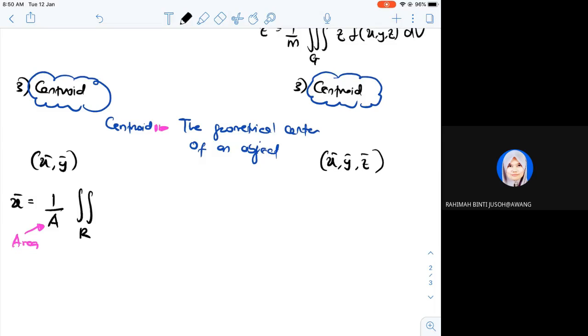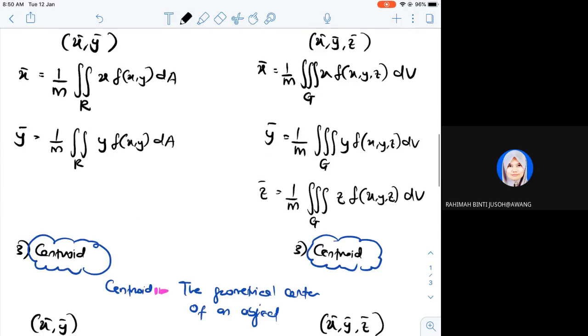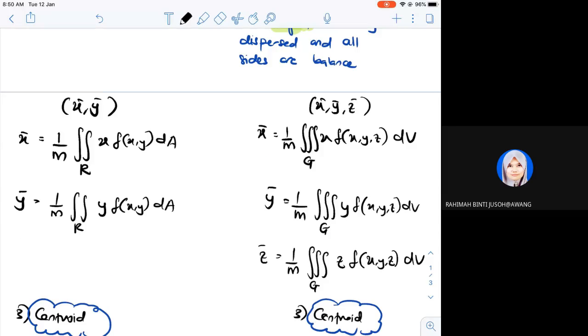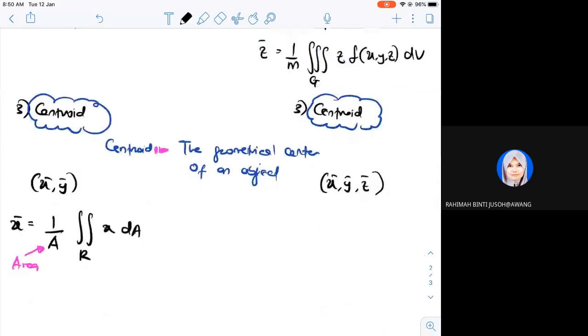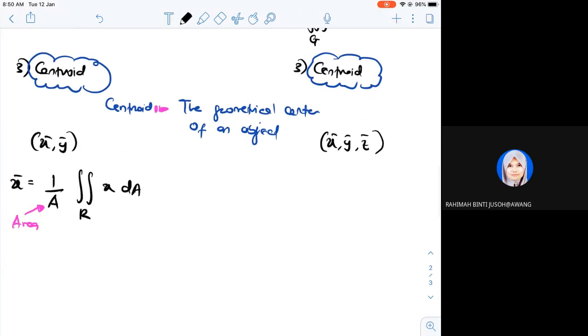So now we only have X. No need for you to multiply with density function. If centroid, no need to multiply with density function. If center of gravity, you have to multiply X with the density function. But in centroid, we just have X only. No density function involved for centroid. And then next is Y bar. Y bar equals 1 over A, area, double integrals of y dA.